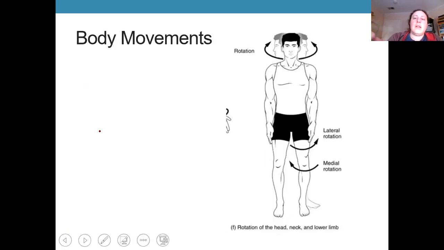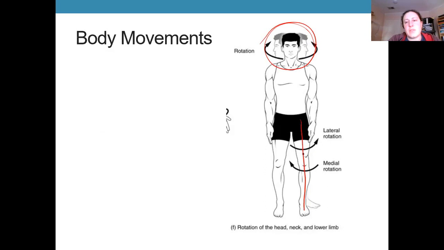If you're using the axial skeleton to rotate, then it's just rotation. You can rotate your head at the neck to the left or to the right. But if you're rotating a limb, when the anterior aspect goes this way, it's external. And when it goes this way, it's internal. You can see this one uses medial and lateral, which are probably better.